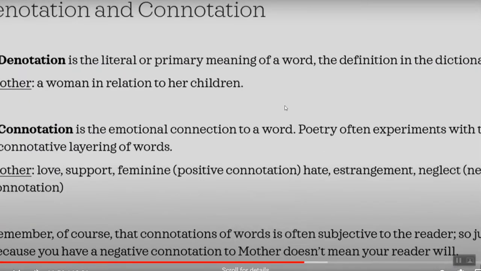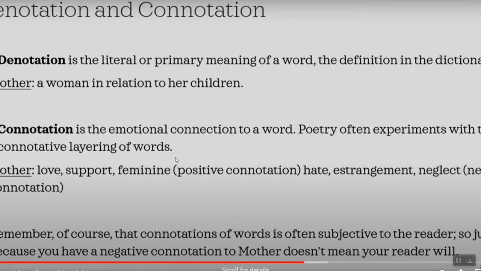Denotation and connotation. Denotation is the literal or primary meaning of a word. Hopefully you learned this in high school. If not, that's okay. So for mother, the dictionary definition is a woman in relation to her children, whereas the connotation of mother, the emotional connection to a word, is how you feel when you read it, right? So the connotation of mother could be love, support, femininity, or in a negative connotation, it could be hate, estrangement, neglect.